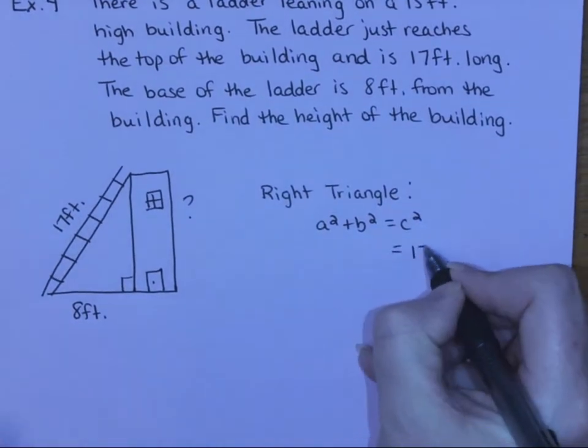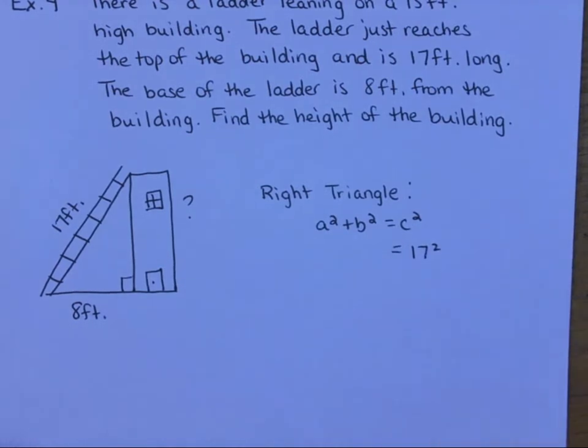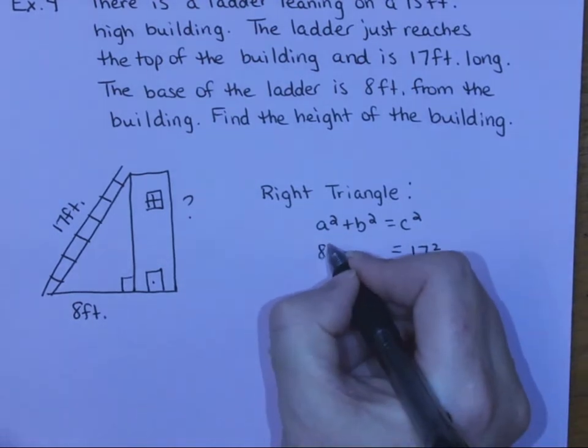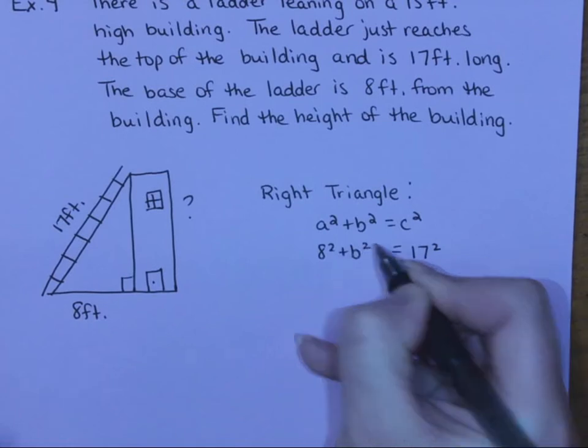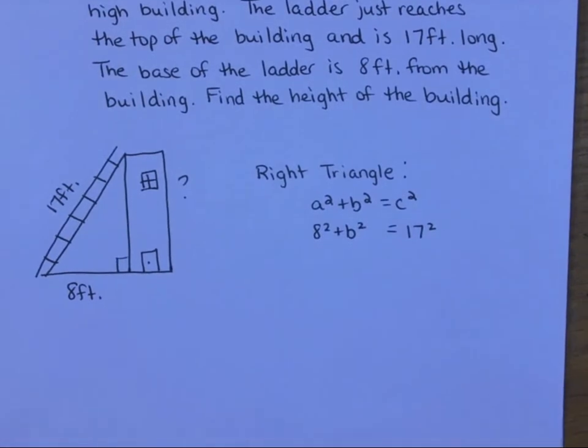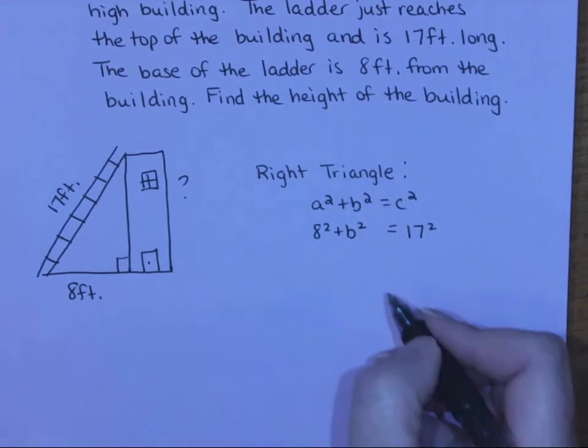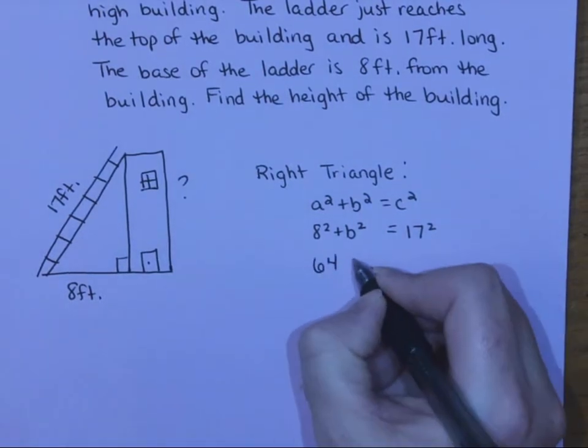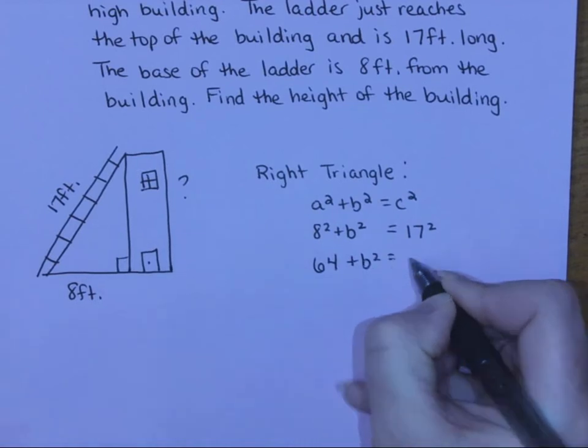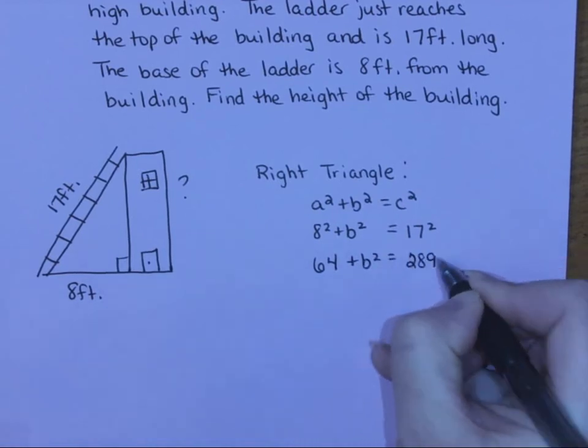So we do know the hypotenuse is 17 squared. We know one of the legs is 8, and to be honest, it doesn't matter which one you plug that in for. You can plug it in for a or b, because it doesn't matter what order we add numbers. So now let's work this out. This will be 64 plus b squared equals 289.